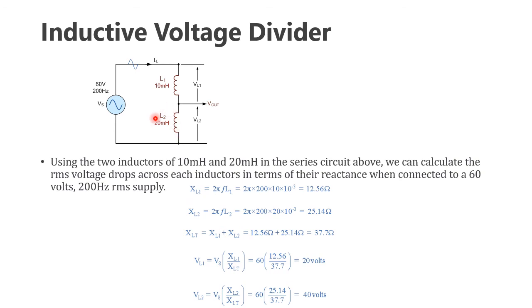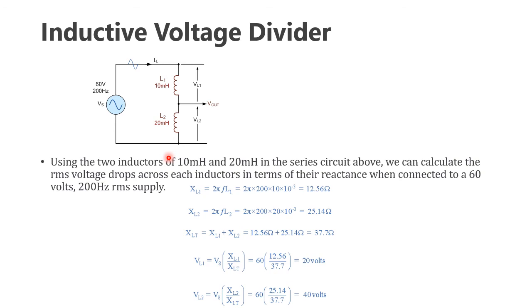Likewise, we can find the reactance for the inductor L2. The reactance for the inductor L2 can be calculated by using the formula 2 pi F L2. Now we can substitute the values. Here L2 is 20 millihenry, which will be equal to 20 into 10 to the power minus 3 henry. So altogether that will be equal to 25.14 ohm. Then we have to find the total equivalent reactance of the inductors.